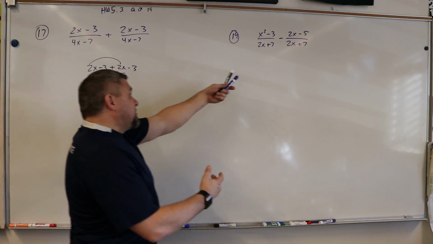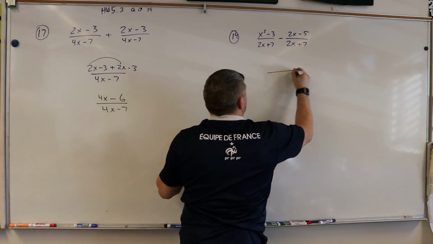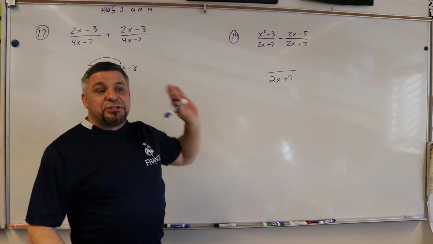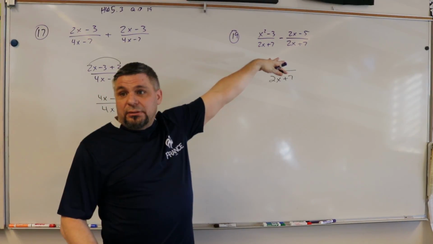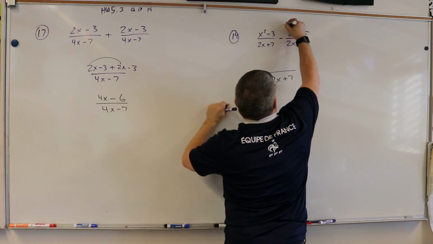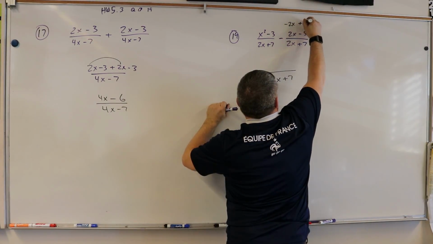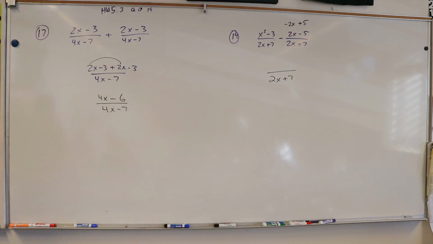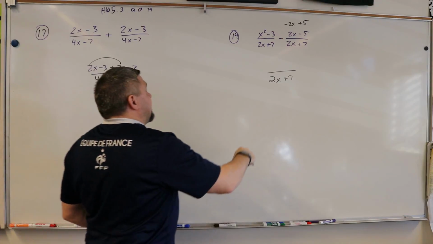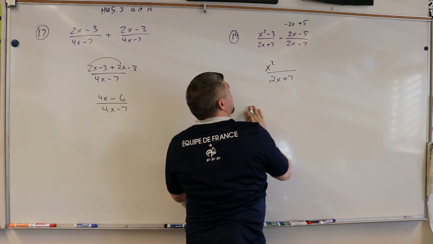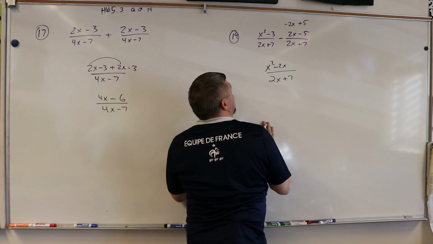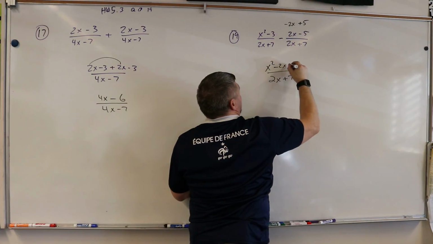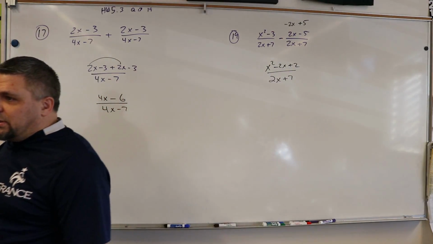Yeah? So this one, what's it going to be? Something over 2x plus 7, right? But in this case, remember, you're subtracting, right? So it's really minus 2x plus 5. Does that make sense? Because you're subtracting. And so then you're going to have x squared minus 2x. And then negative 3 and positive 5 is plus 2. Is that right?